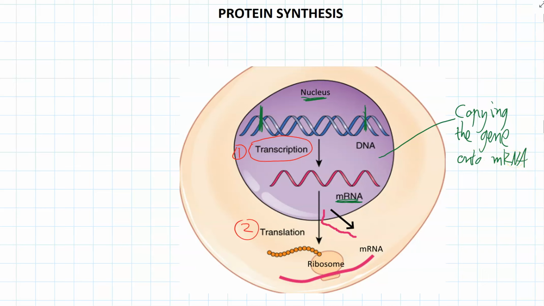And then the mRNA, it's the delivery person. So it takes that copy of the gene, takes it out of the nucleus into the cytoplasm, and it goes to a ribosome. And the ribosome is like the factory that's going to make the protein for the cell. And so that's what happens at translation. The ribosome makes the protein. And then that protein goes off to where it needs to go and it does its job.